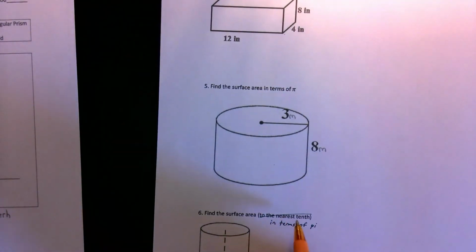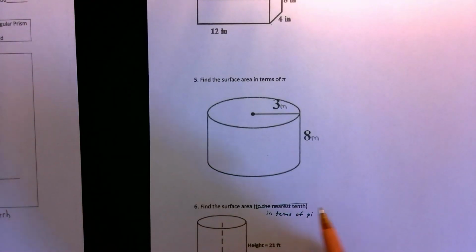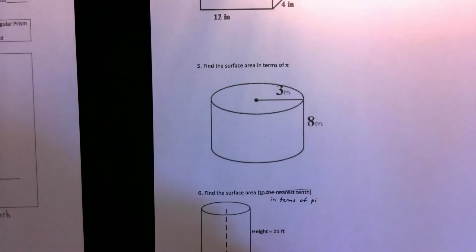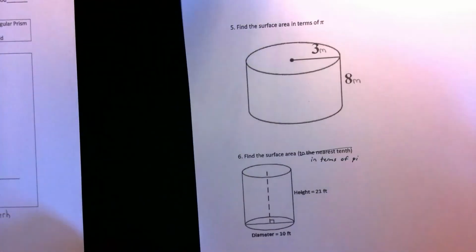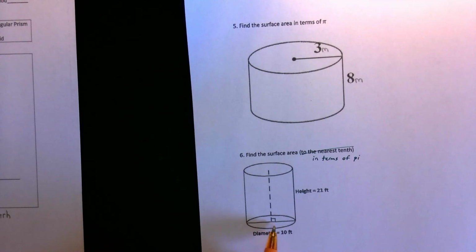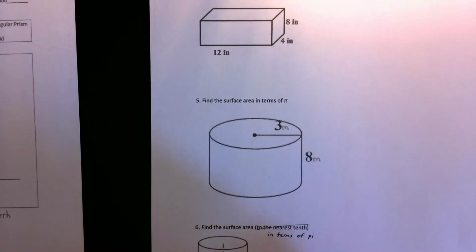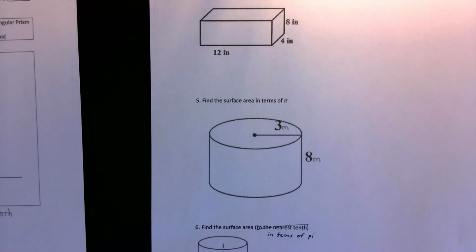I changed the directions here so it says in terms of pi, again, because you don't have a calculator. Be careful on that last one too. They didn't give you the radius, they gave you the diameter on the bottom. So be careful on that. So I'll go over these answers tomorrow. Again, please try all these, and hopefully you do pretty well on it. We've been practicing it for a few days now.